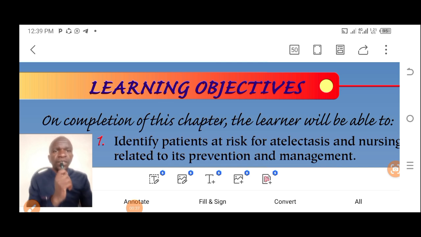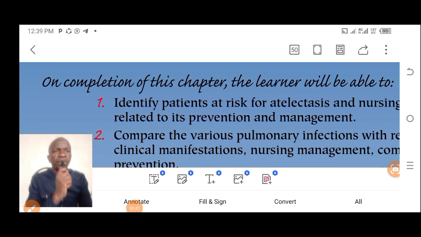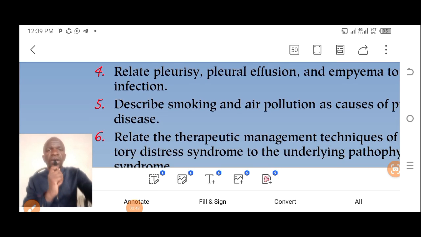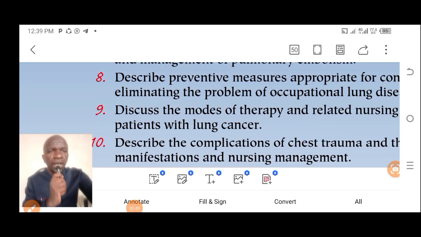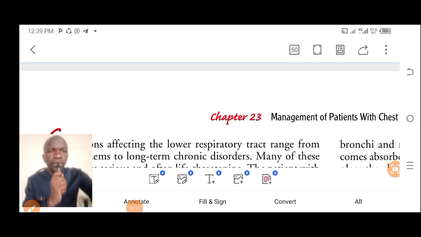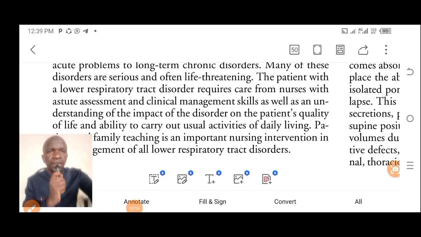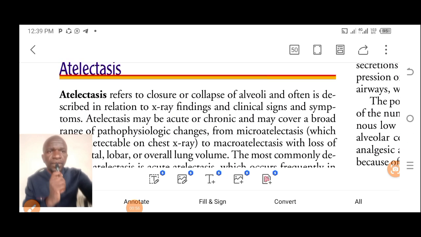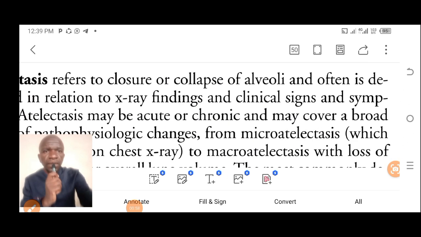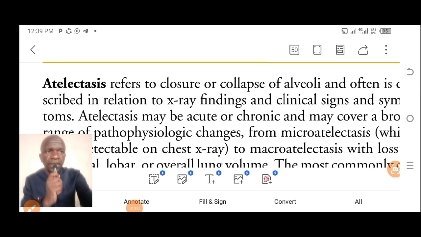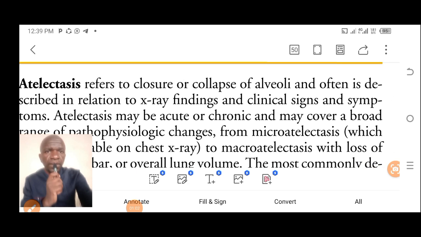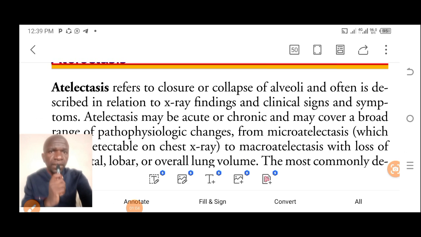So these are the learning objectives. On completion of this chapter, the learner will be able to identify patients at risk for atelectasis. Maybe let me go straight to atelectasis, which is lung collapse. So what is atelectasis?